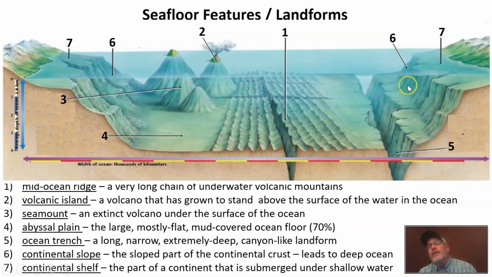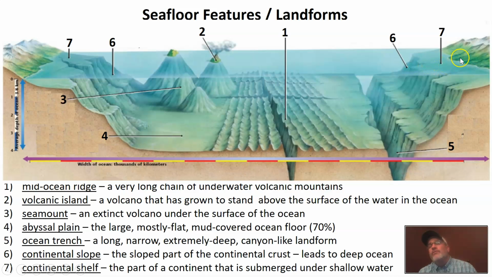But now we're at what we call the continental margin, and this is the continental slope. And we know that continental crust is a lot thicker than that oceanic crust, so we usually have a pretty steep slope that leads us up to the edge of a continent. And then we have this bit right here, which we call a continental shelf.